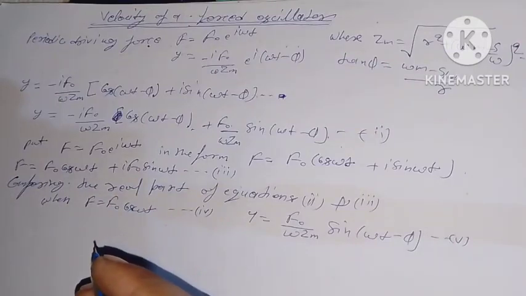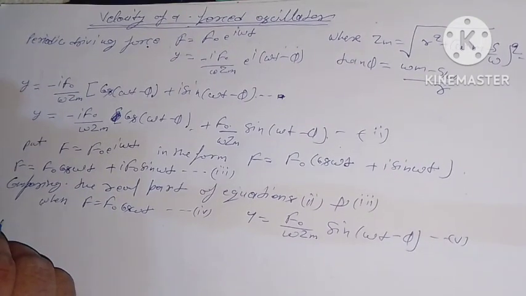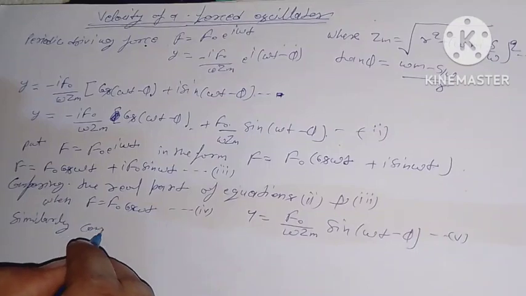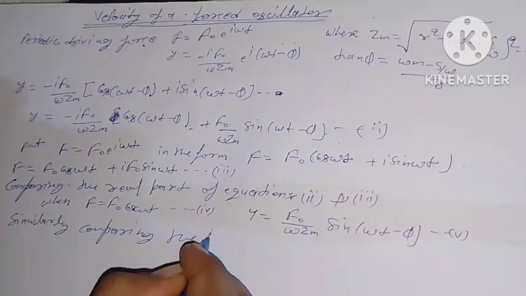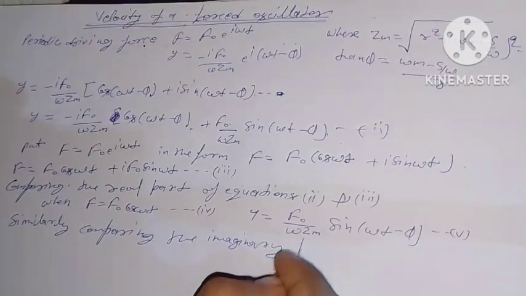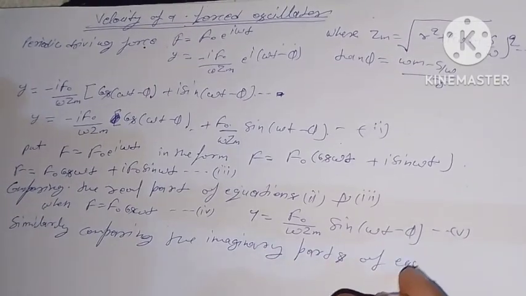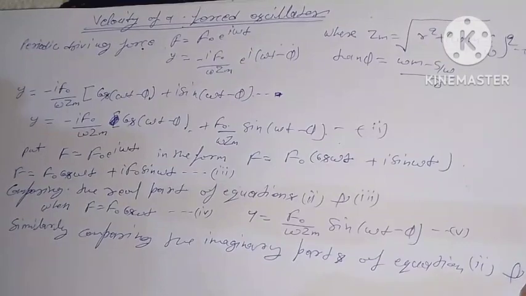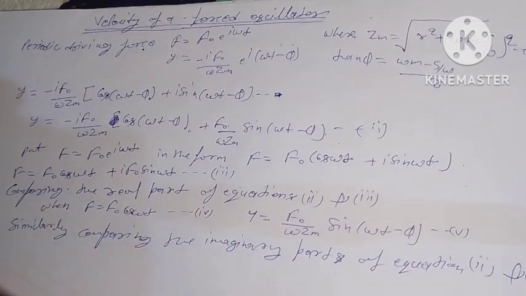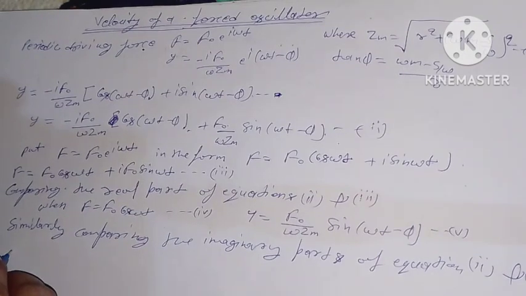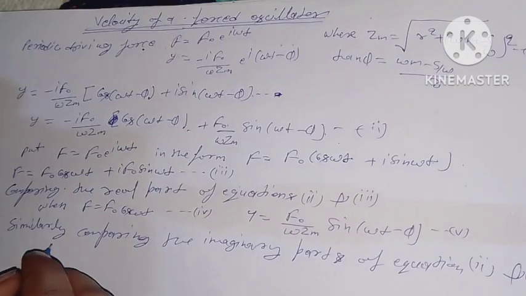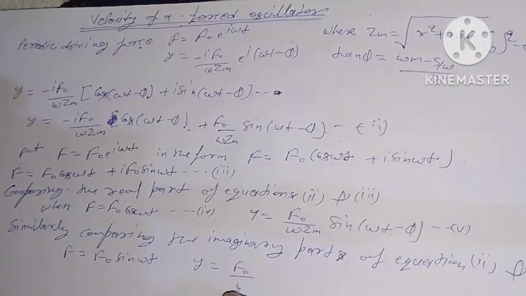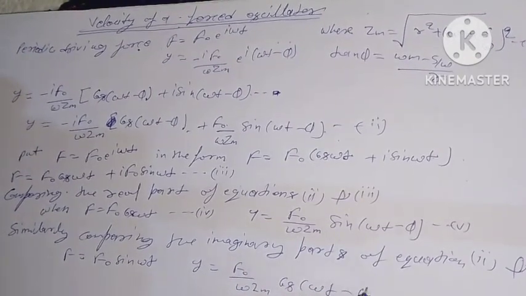Similarly, comparing the imaginary parts of equation second and third, we have F equal to F naught sin omega t and y equal to F naught by omega Zm cos omega t minus phi.